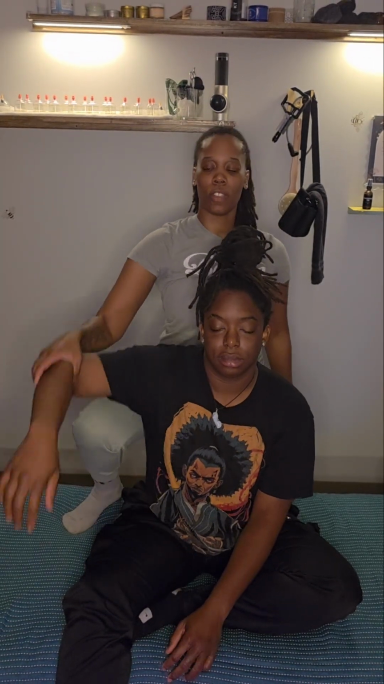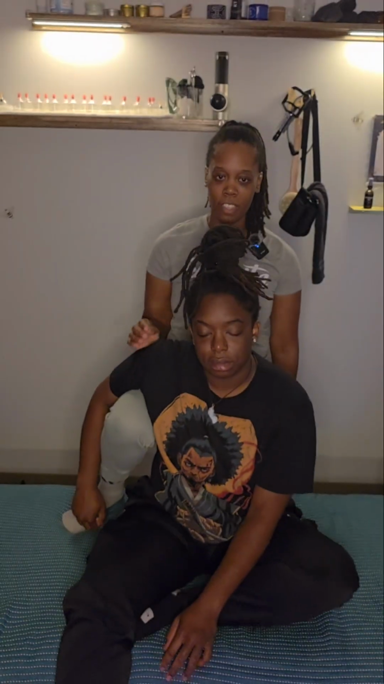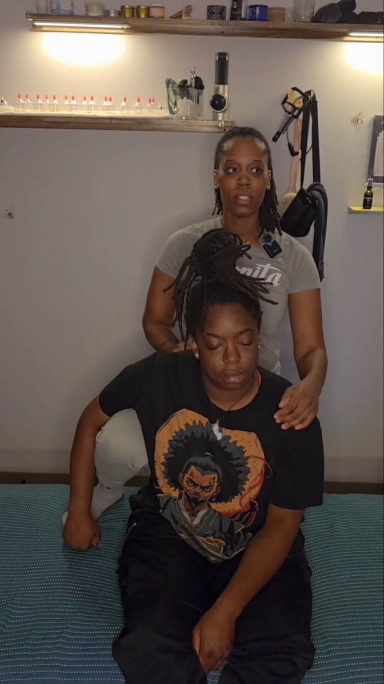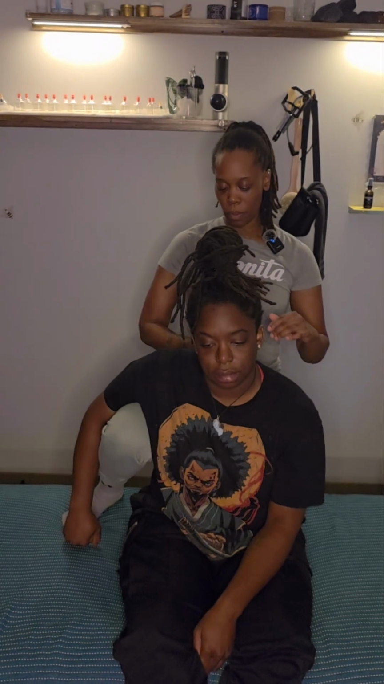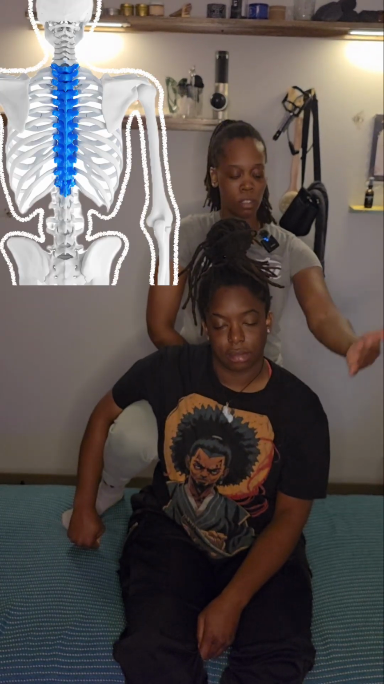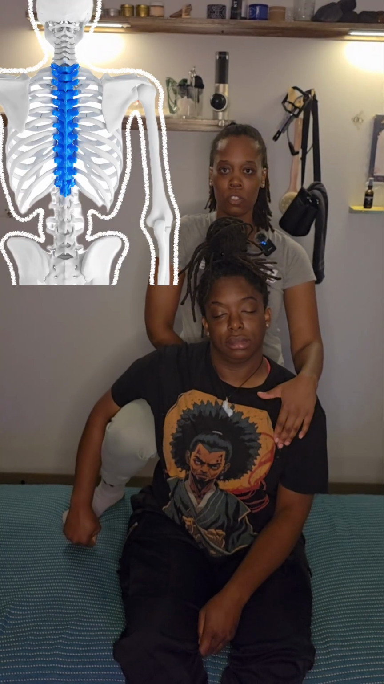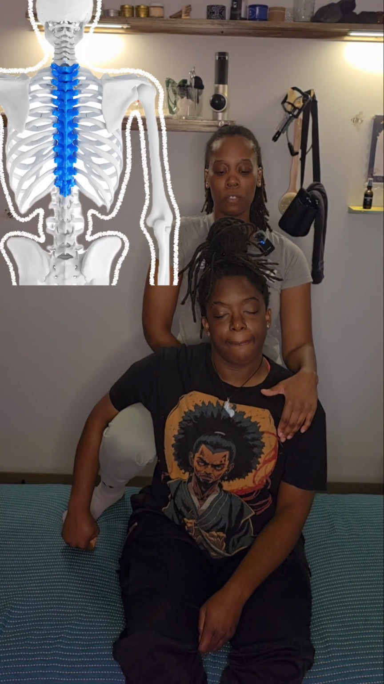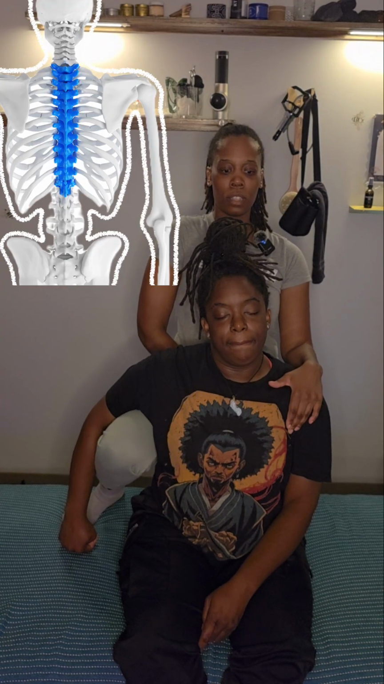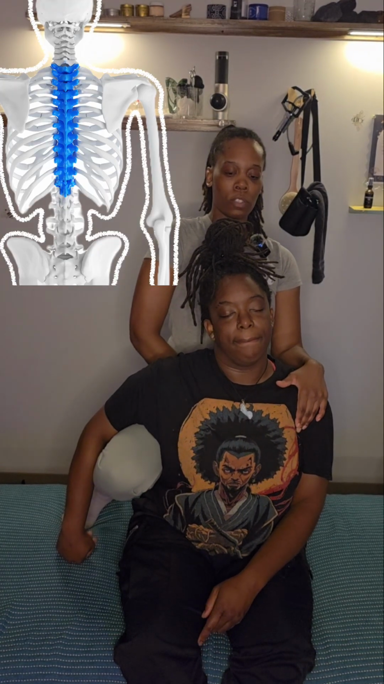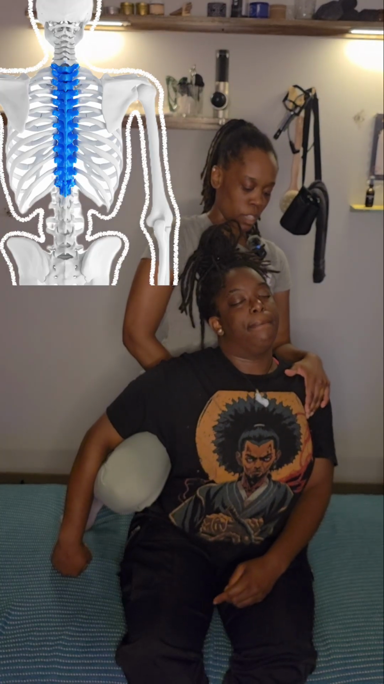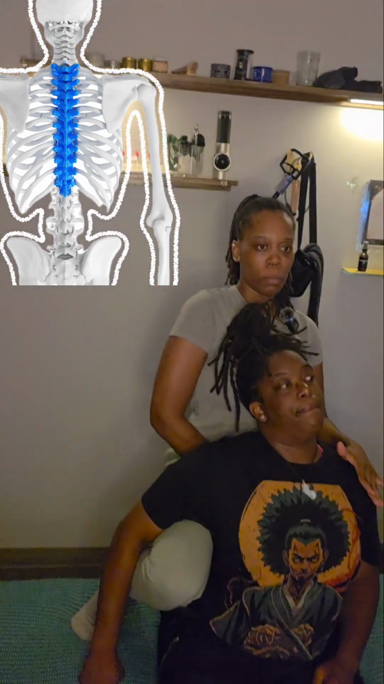I like to start right here, get them relaxed while I'm behind them. And then I'm going to pretty much bring my fist into their thoracic region. My other hand is right here on the opposite shoulder. Have them breathe in for me. And as they exhale, I'm leaning into their thoracic region, opening up their thoracic spine, opening up their chest, and then bringing it back.